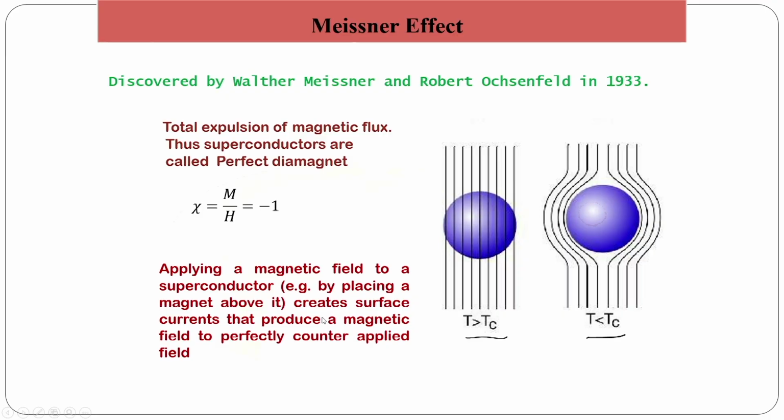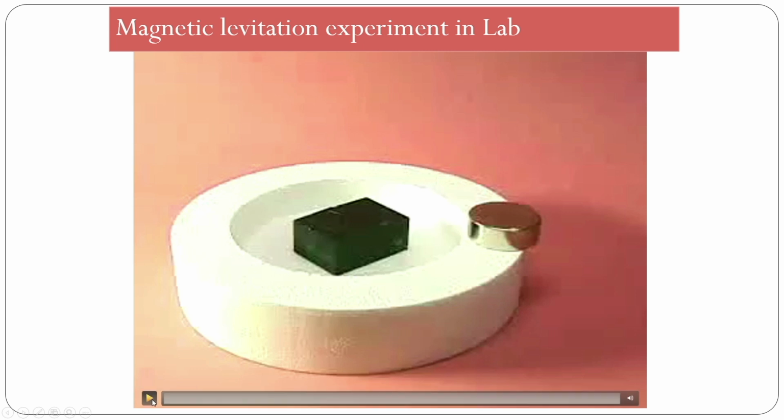and so on. So, if you apply a magnetic field to a superconductor, or by placing a magnet above it, it creates surface current, and this surface current will produce a magnetic field to expel the applied magnetic field from inside the specimen. This is called the Meissner effect, as we told.